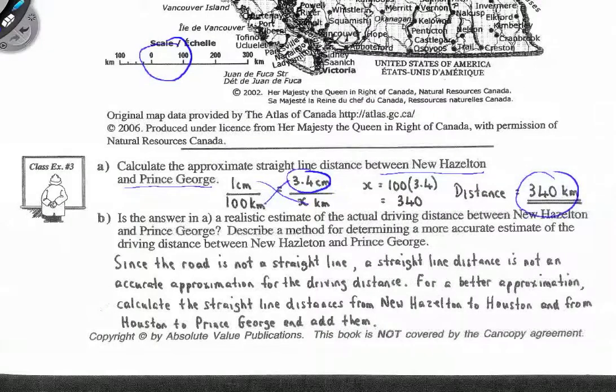Is the answer in A a realistic estimate of the actual driving distance? So driving distance between New Hazelton and Prince George? Well, not if the road is windy. Describe a method for determining a more accurate estimate of the driving distance between Hazelton and Prince George. Since the road is not a straight line, straight line distance is not an accurate approximation for the driving distance. For a better approximation, calculate the straight line distances from New Hazelton to Houston and from Houston to Prince George and then add them. If you want, obviously, the distance by road.